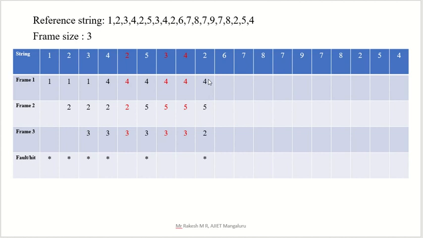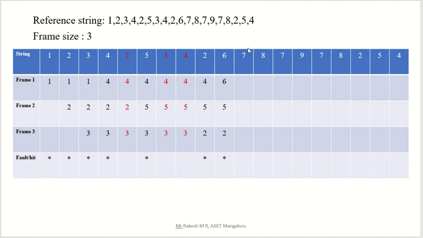What to do now? Out of this, which one came first? Calculate. Here 2 is there, 5 is there here, and 4 is there here. 4 5 2. That's why 4 came first. We have to replace 4 with 6, and this is also a page fault. See, 6 5 2, page fault.